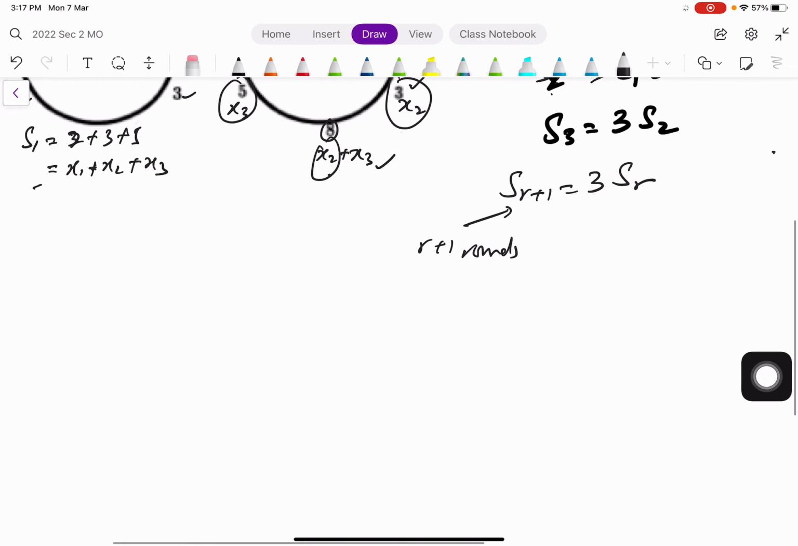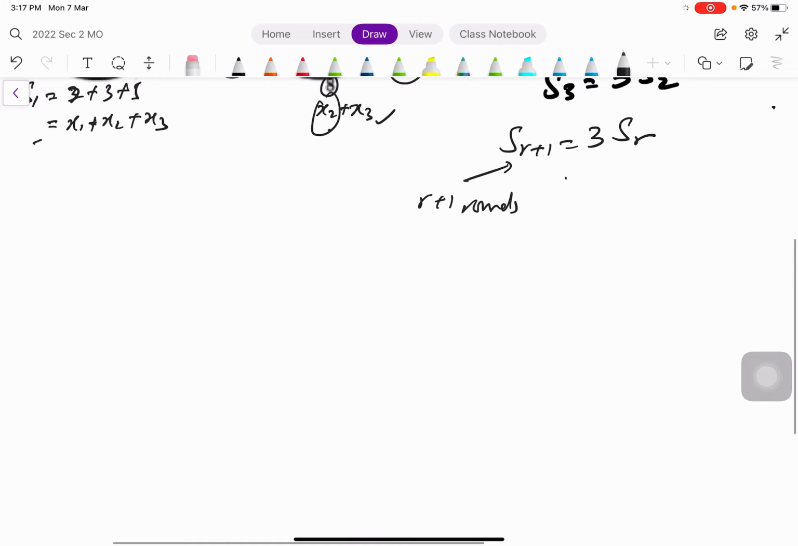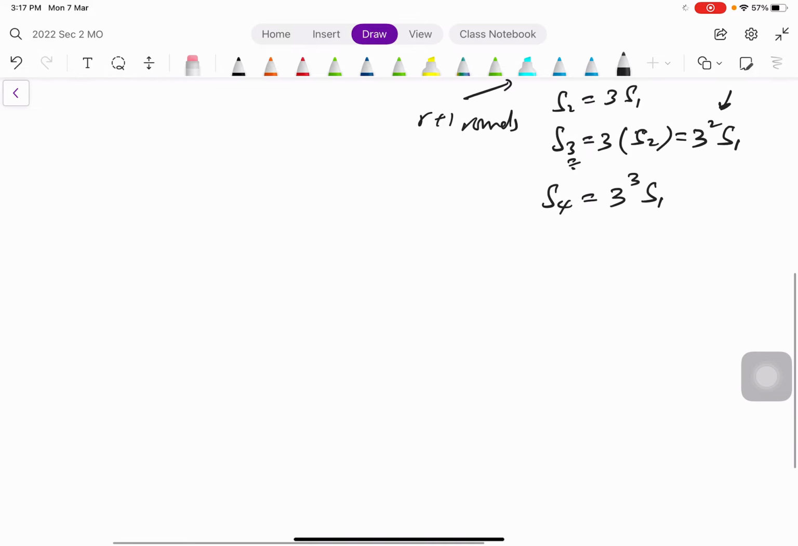Let's do it this way. Can I say that S2 is equal to 3 times S1? S3 is actually 3 times S2, which is actually 3 squared times S1. And now, can you see the logic here? This is 3, this is 2, right? Therefore, S4 would be 3 to the power of 3 times S1. If you continue the process, S5 is actually 3 to the power of 4 times S1.